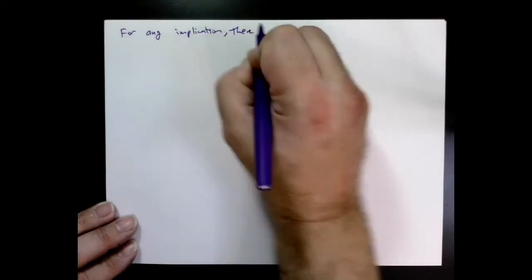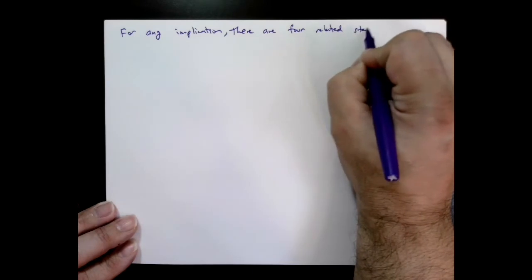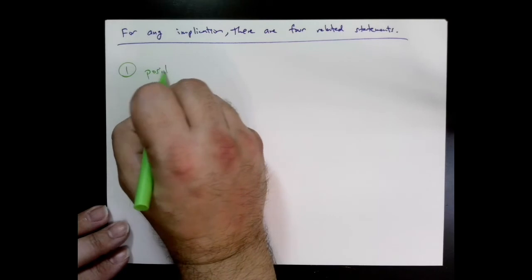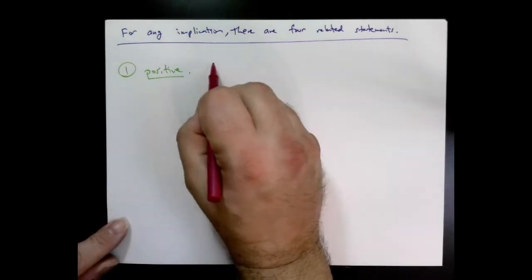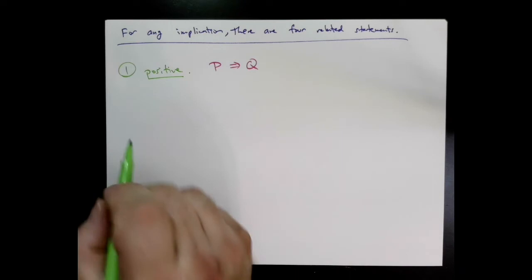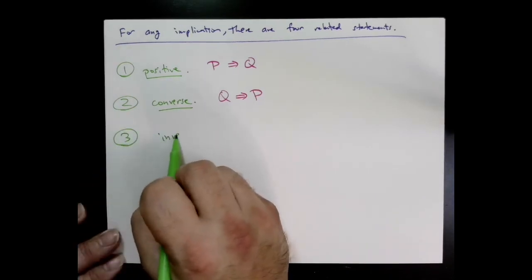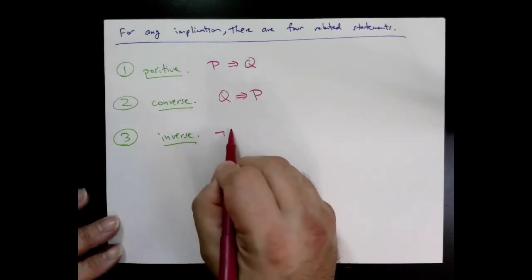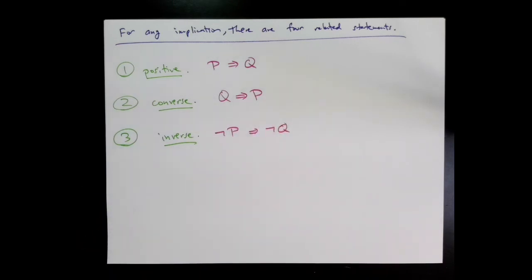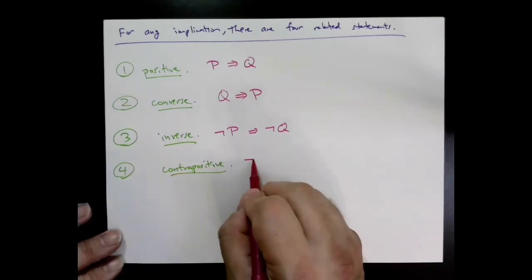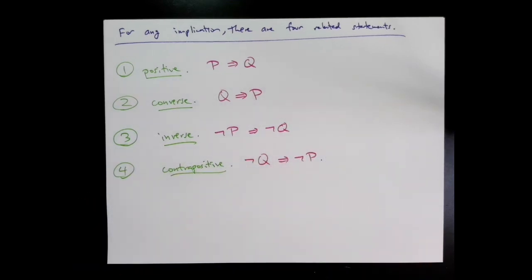One last thing. For any implication, there are 4 statements that are related to it. Whenever I have P implies Q, there are 4 statements that we can write down that are related. Given P implies Q, the positive version of that statement is just itself, P implies Q. The converse of that statement is Q implies P. We flip the roles of P and Q. The inverse of that statement is we negate P and negate Q and say not P implies not Q. And then finally the contrapositive, we do both. We flip the roles of P and Q and we negate them.